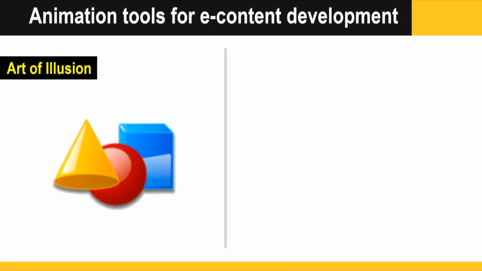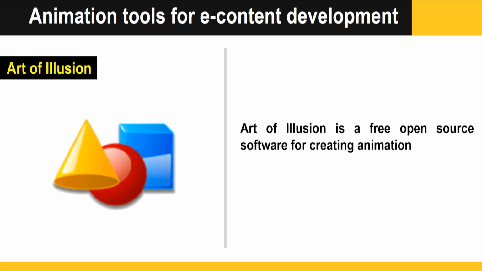And with this Flash software you can animate everything. First of all you can take a stationary object and you can make it move. For example, you can make a bird flying in the sky and everything you can do. Second software I have listed here is Art of Illusion. It is also a free and open source software and it is also used for creating animation.